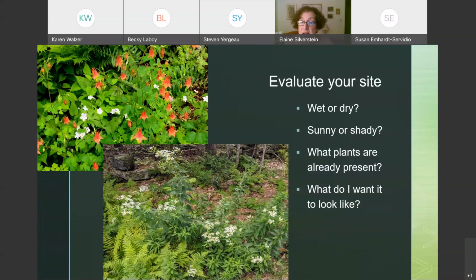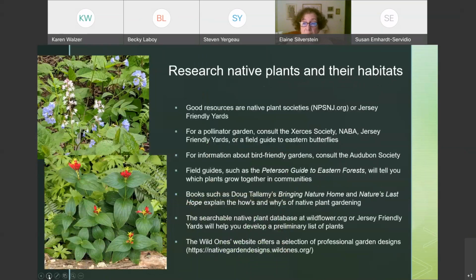Is it wet or dry? Is it sunny or shady? What plants are already present? And what do you want it to look like? Very basic questions that you ask yourself. Because by the way, a native plant garden can be formal or very informal. That just depends on what you want it to look like.